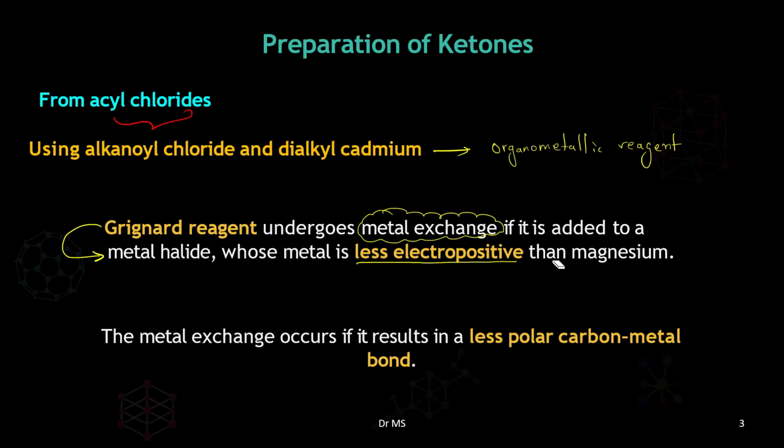I'll show you in the reaction how this will happen. So from acyl chlorides, how do we do it? We'll do it with the help of metal exchange. What is this metal exchange? When this Grignard reagent interacts with this metal halide, the Grignard reagent will undergo this metal exchange.